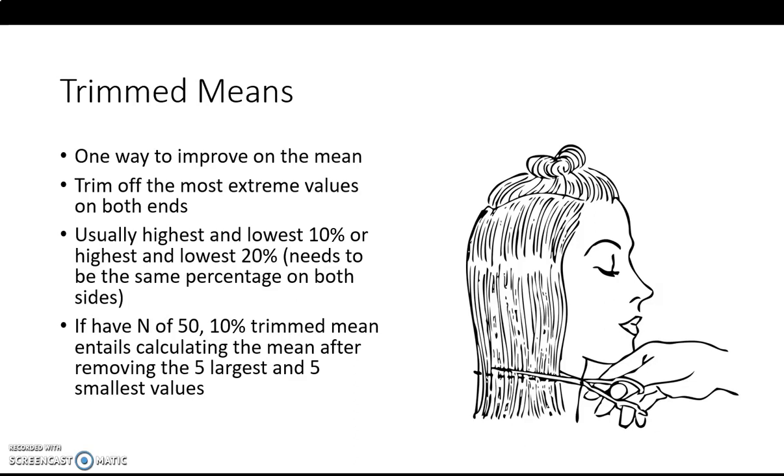Like if you have an n of 50, a 10% trimmed mean entails calculating the mean after you remove the 5 largest and the 5 smallest values. Okay, so you're actually removing 10 values total, which is 20%, but it's 10% on either side. So in Excel, you'd sort your data least to greatest, and then you'd take off the top 5 and the bottom 5, and then you'd compute the average after you do that.